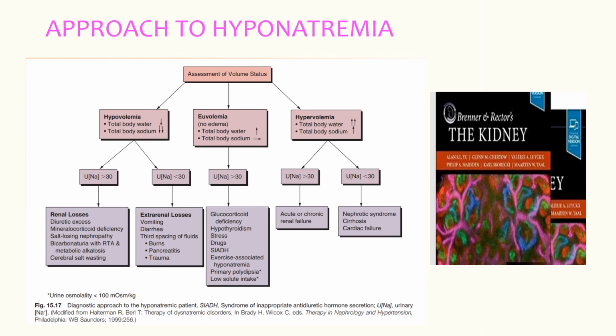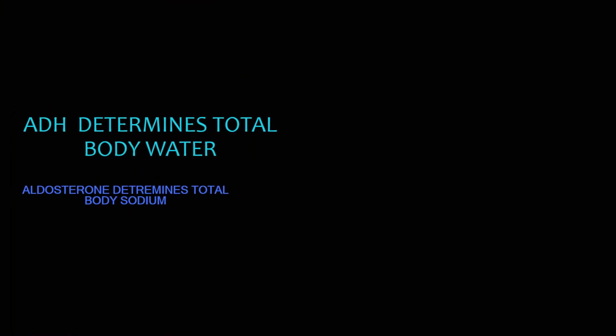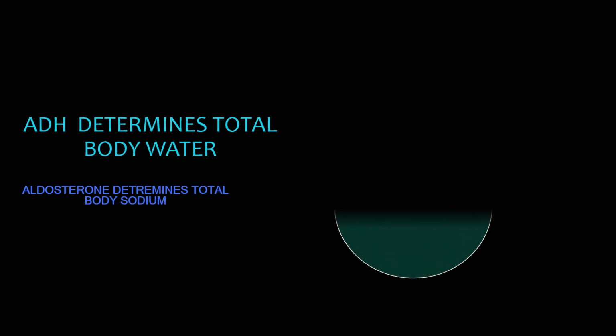And once again, the flowchart we started with, we are back there. If you can go through this once again, I think by now you would have understood how to approach hyponatremia, and this is a very nice flowchart taken from Brenner's. So finally we are coming to the end. ADH determines total body water and aldosterone determines total body sodium.